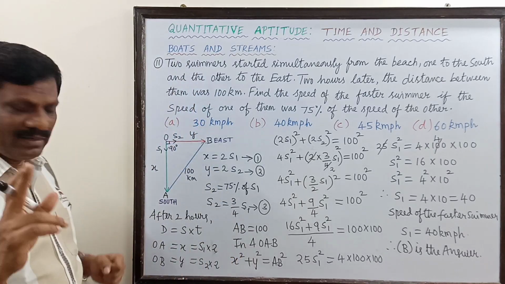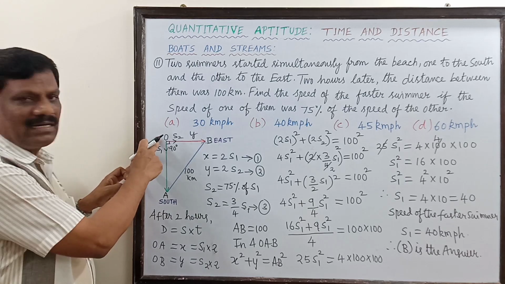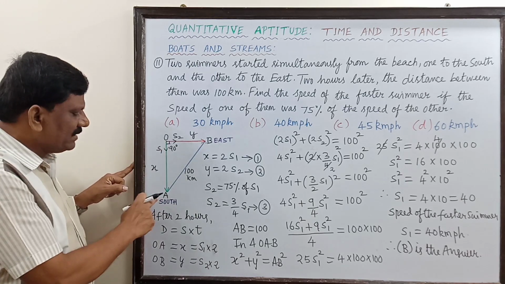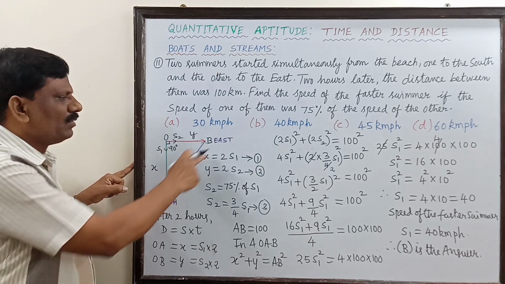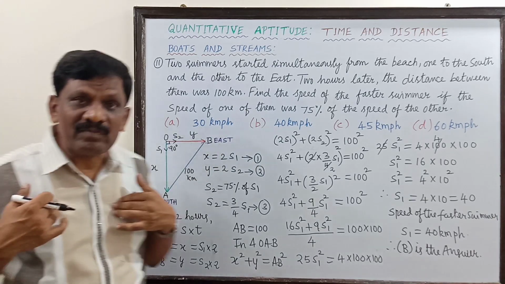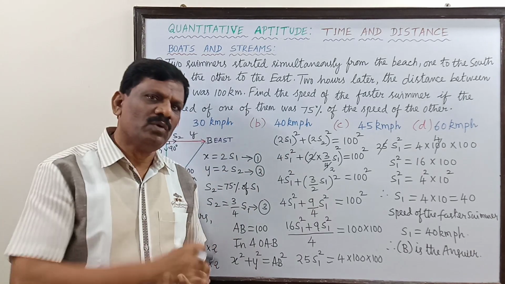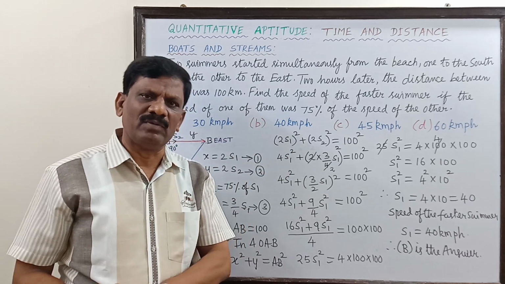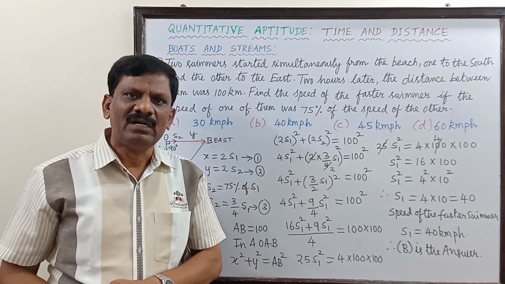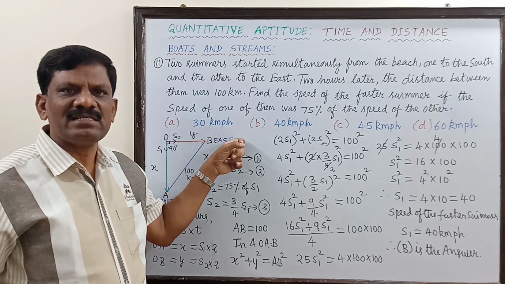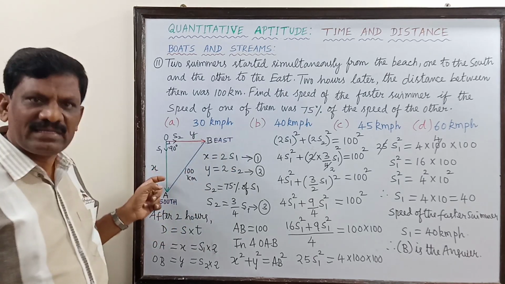So I am repeating once again. O is the starting point on the beach. One is swimming towards the south. The other one is swimming towards the east. I have assumed as if S1 is faster than S2. Suppose you assume S2 is faster than S1, that also is a correct answer. So along the east you can show the greater distance, along the south you can show the lesser distance.